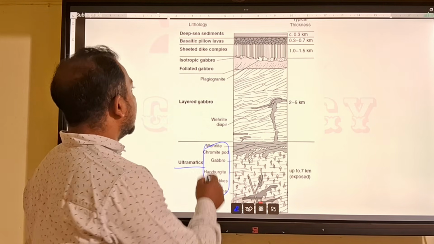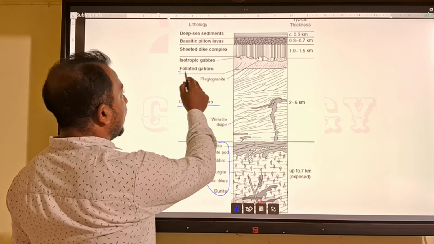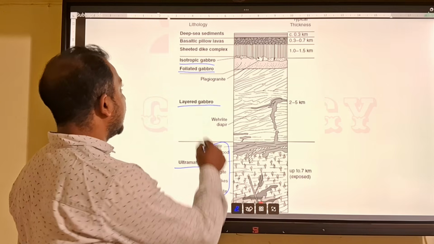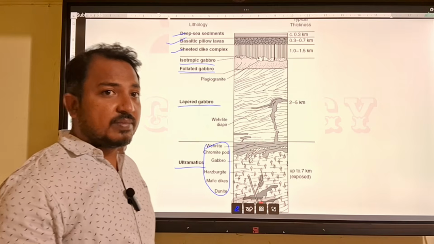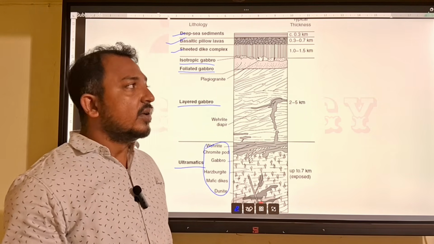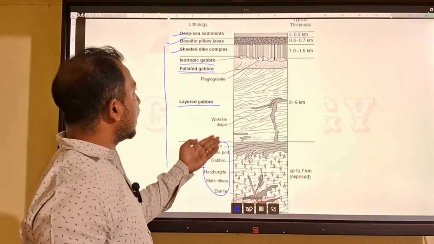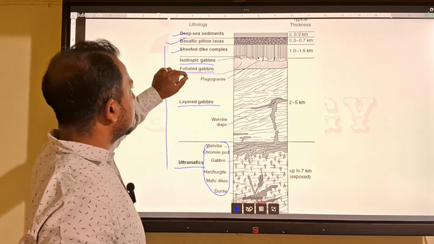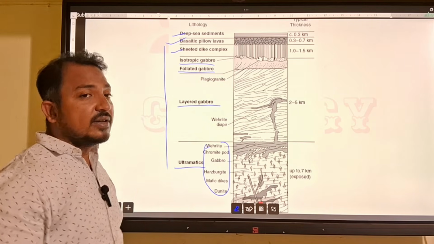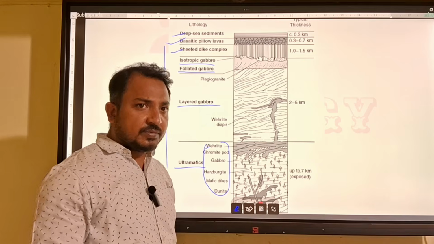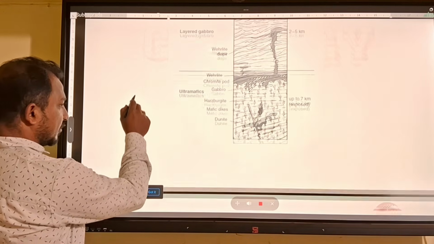Then above that you will find layered gabbro. Then you will get foliated gabbro or isotropic gabbro. Then the sheeted dike complex. Then pillow lavas. Then deep sea sediments, or pelagic sediments. So this is the common sequence of an ophiolite: at the base ultramafic rocks, then layered gabbro, then foliated or isotropic gabbro, then sheeted dike complex, then pillow lavas, then pelagic sediments or deep sea sediments. Try to remember this sequence, it is very important.